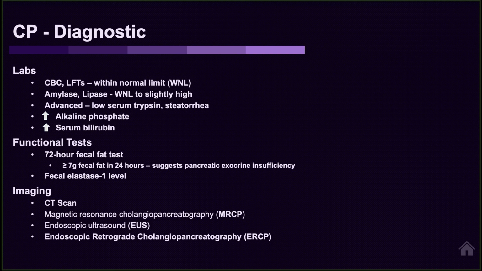Then we have radiological images. Computed tomography, or CT scans, are a widely used modality, and they're reliable. It's a classical diagnostic tool for chronic pancreatitis. There's also MRI. And we also have endoscopic studies, or EUS, endoscopic ultrasound.